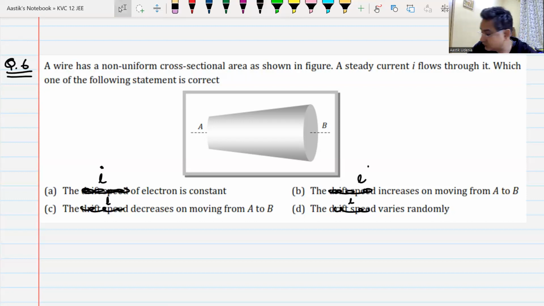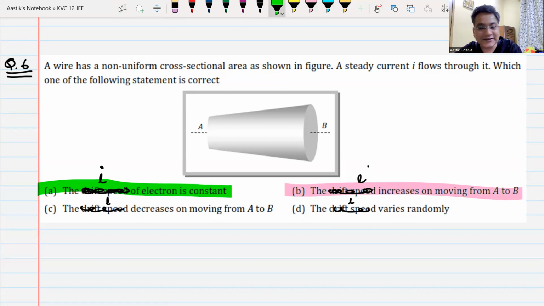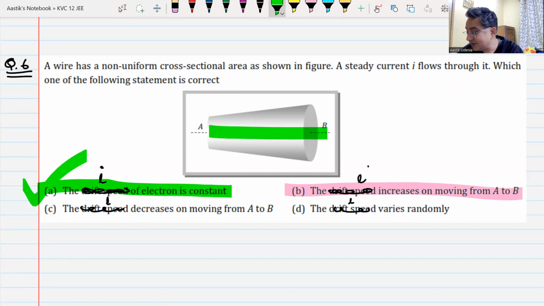Sir, option B. Option B, sir. The current increases from A to B? Yes, sir. A, sir. So I've got two answers, A and B. Which is the correct answer? Option A, sir, because current in the conductor remains constant, sir.